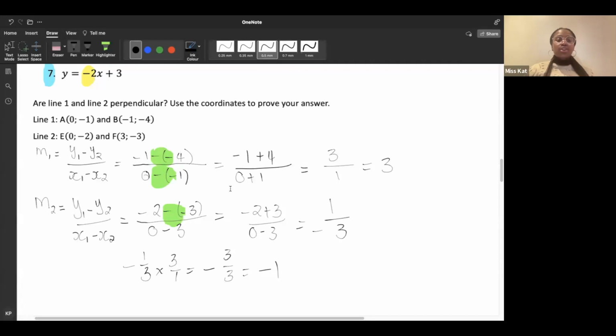It's confusing when there's a lot of them, né? But when there's only 2 lines, then it's easier. You just multiply the gradient for 1 with the gradient for 2. If it's -1, they are perpendicular. If it's not -1, they are not perpendicular. Okay. I'm glad we're getting it now.